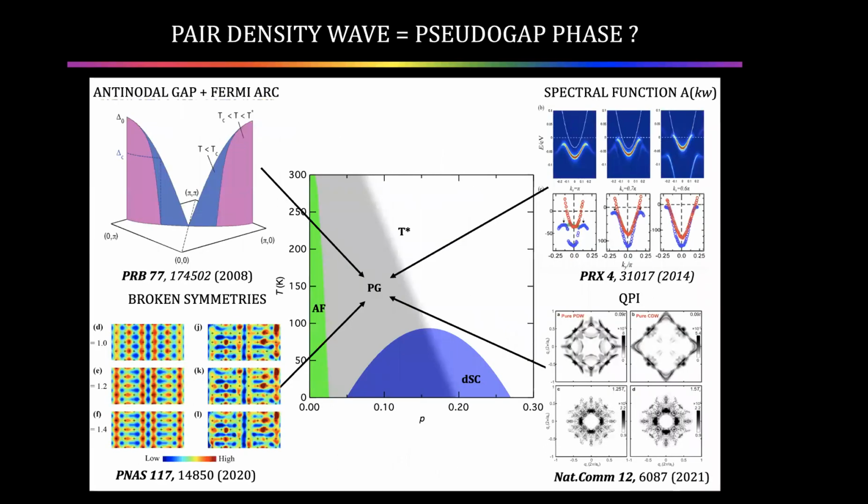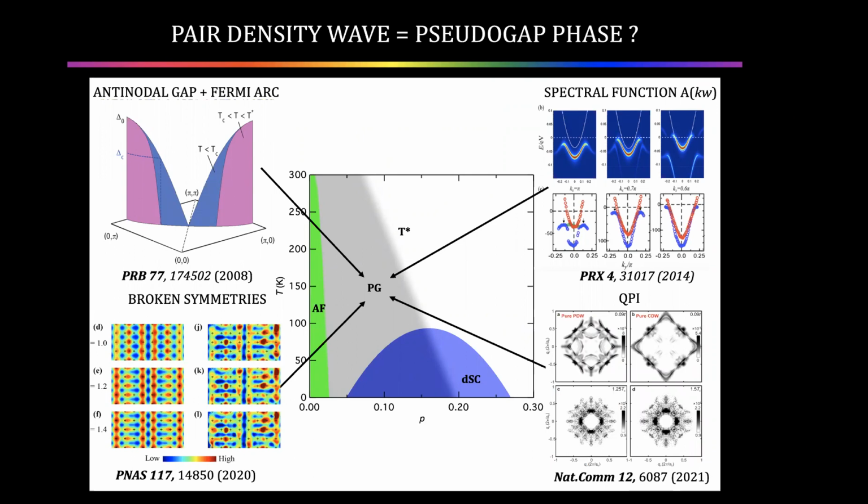So last but not least, you know, can the pseudo-gap be a pair density wave? It can't be a superconducting pair density wave. I agree, it's not superconducting. But can it be a phase fluctuating pair density wave? Well, here's Patrick Lee's original proposal that the spectral function is not consistent with that of a CDW, but is consistent with that of a pair density wave.